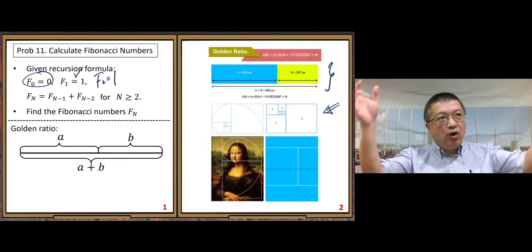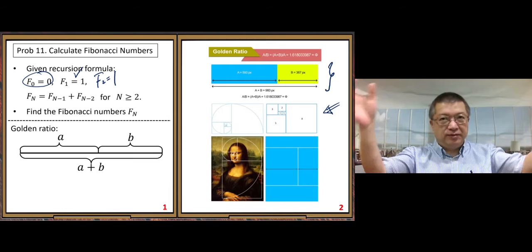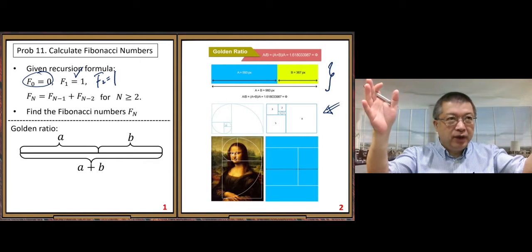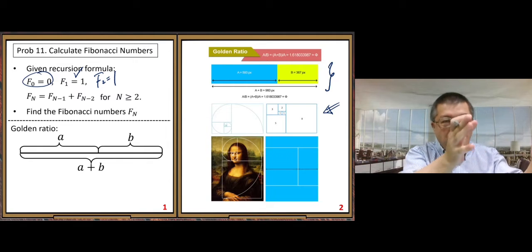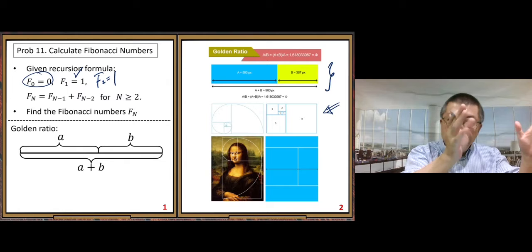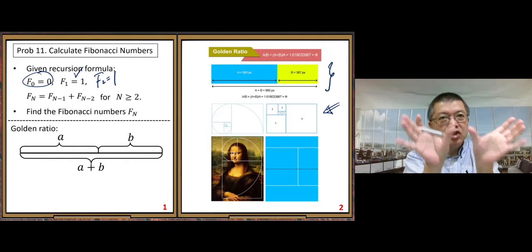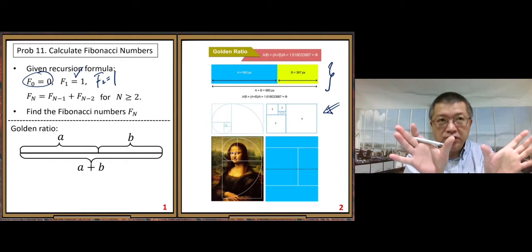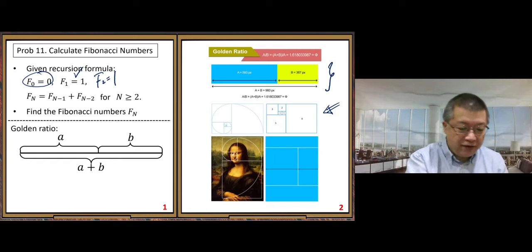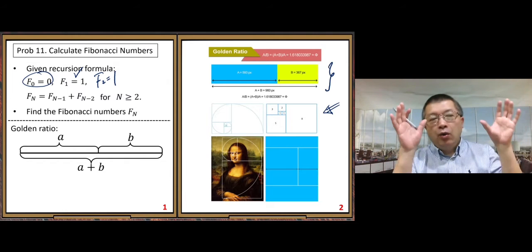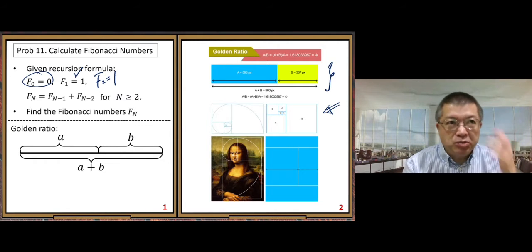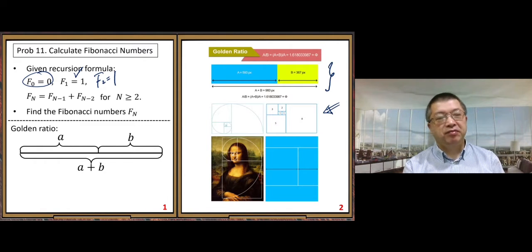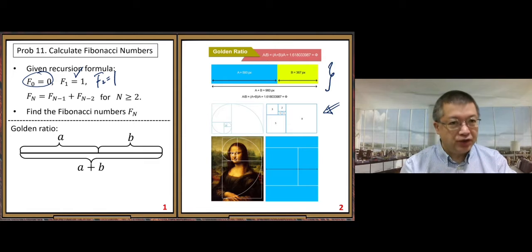First, we draw one line segment. Okay, one line segment. After that, we divide it somewhere in the middle. But when we divide it into two smaller line segments with length A and B, we want to make some special ratio condition. So what's the special ratio condition we need?